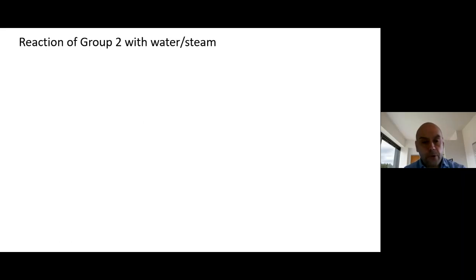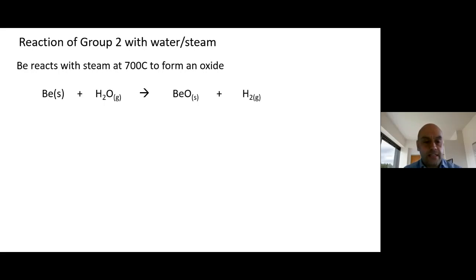So we're going to look at the reaction of group 2 now with water and steam. And there's a reason that we need to look at reaction with steam, because as we go down group 2, they become more reactive. Sorry, I'm talking about the top of the group. The top of the group is less reactive. So in order to get these to react with water, we have to give them a bit of a kick. Here you can see the reaction of beryllium with steam. It's the same kind of reaction, but we form an oxide instead of a hydroxide.